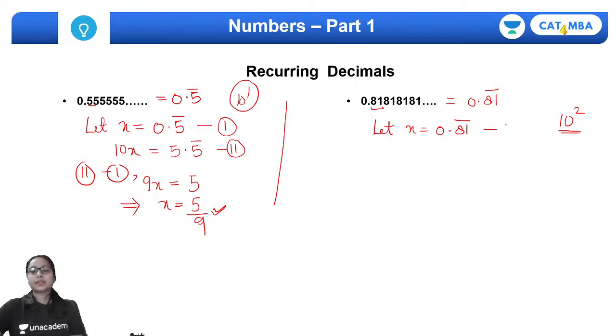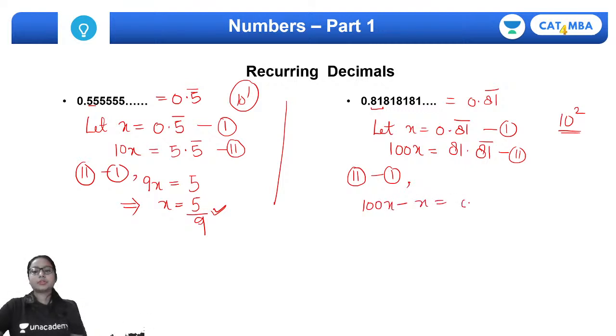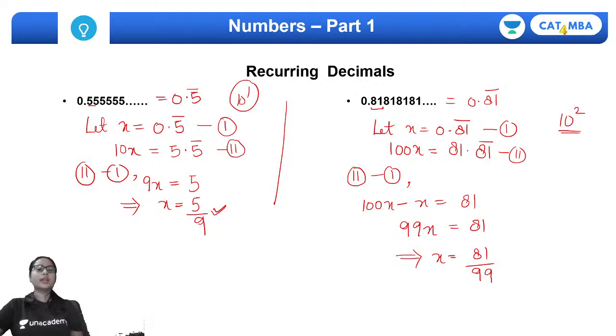Let us mark this as equation 1. So 100x equals 81.81 bar. Let us mark this as equation 2. Now I'll subtract equation 2 minus equation 1. Then 100x minus x equals 81, so 99x equals 81. From here, x equals 81 upon 99. Earlier, one digit was repeating, so we got 5 by 9. Now two digits are repeating, so I got 81 by 99.